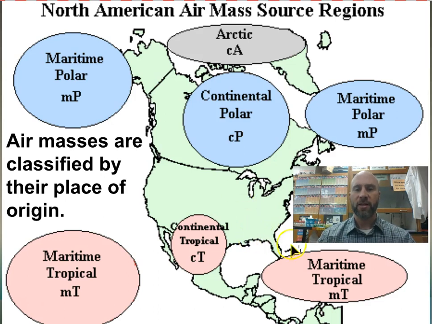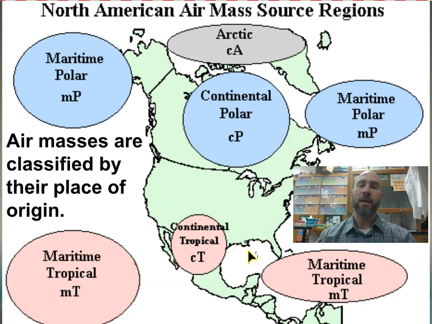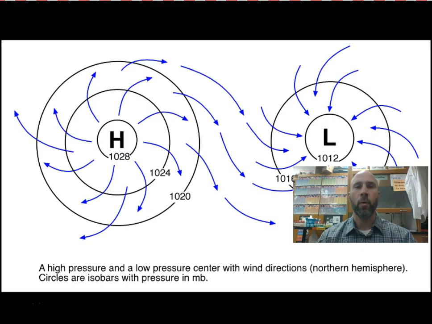The other one that affects us is right down here, the maritime tropical air mass. That's forming over the Gulf of Mexico. It's maritime because it's over a body of water, so it's generally going to be humid, with high moisture content, and it's tropical because it's closer to the equator, so it's going to have warmer temperatures.